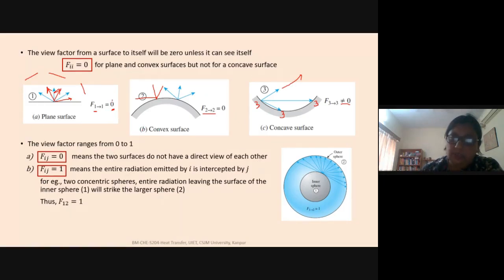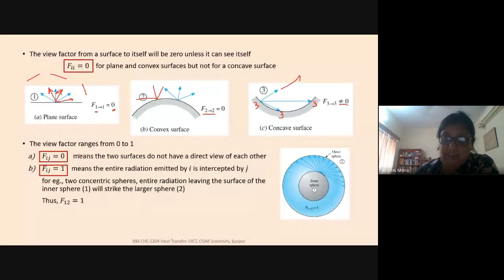The view factor ranges from 0 to 1. So 0 is the worst possible case. That means nothing is coming back to it. And 1 is that everything that is given out by the body is coming back to the body. We will see some more examples and you will understand this better. So Fij equal to 0 means two surfaces that do not have a direct view of each other. That means if there are two surfaces, one of which is not falling on the other, then this is represented by Fij equal to 0. And Fij equal to 1 means that the entire radiation emitted by i is intercepted by j.